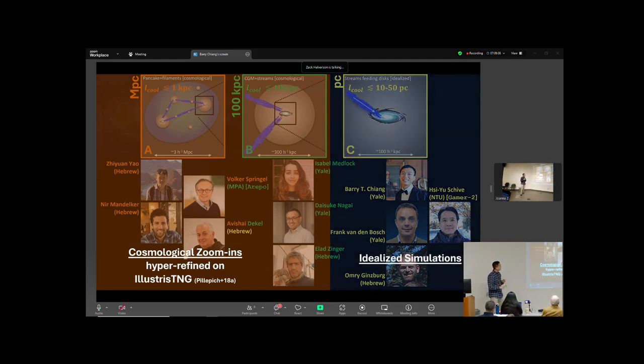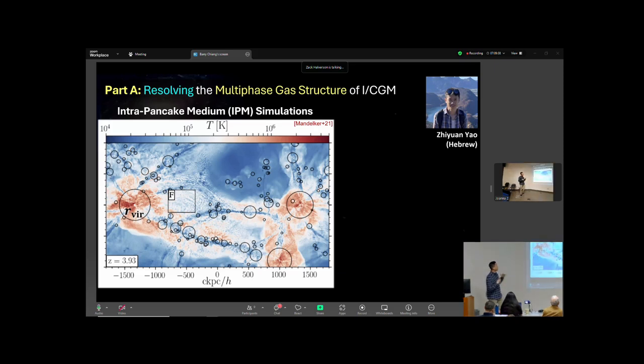Okay, so for part A, here we are really trying to resolve the multi-phase nature of the intergalactic and circumgalactic medium. The plot is showing a face-on view of a cosmic sheet, and the individual circles denote the virial radii of individual halos. There are two things I would like you to know. The first one is that there are preferentially a lot more low-mass systems forming along the visible cold gas filaments.